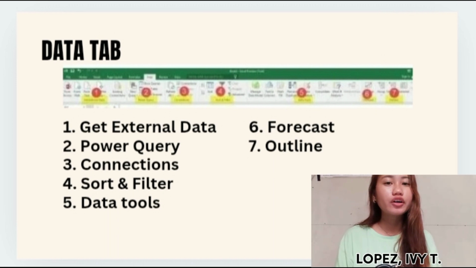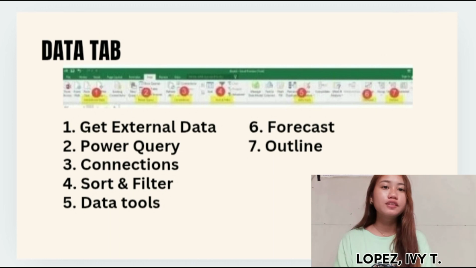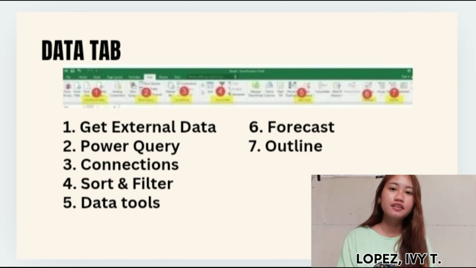Number 4 is Sort and Filter. This feature can be used to sort the data from A to Z or Z to A. And also, you can filter the data using the drop-down menus. Also, one can choose the advanced feature to filter using complex criteria. And number 5 is Data Tools.